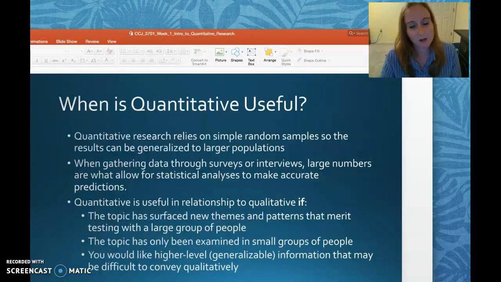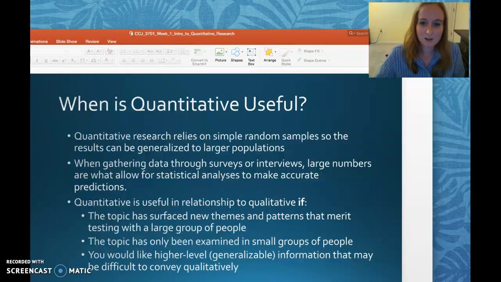The reason we like large numbers is for generalizability, and it also is required to run certain statistics. You have to have a certain amount of information. Otherwise, the statistic's inaccurate and you can't run it. So there are certain requirements for certain statistics that we'll talk about.